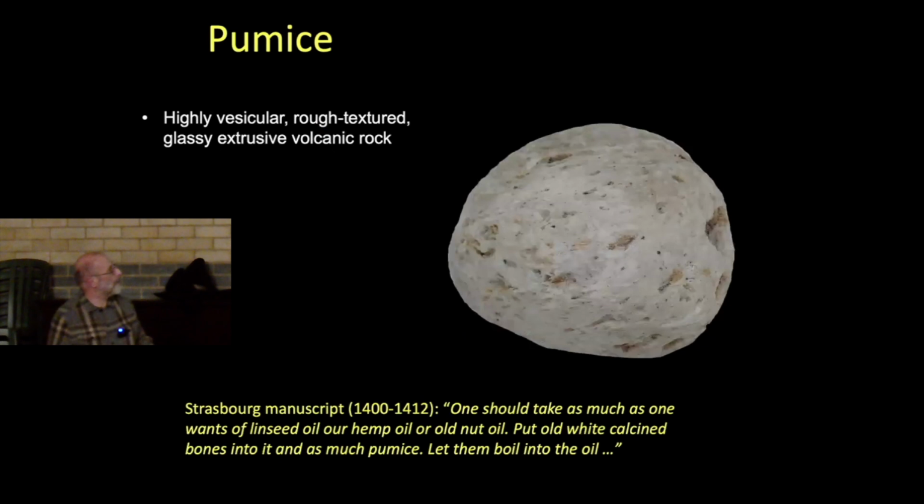Perhaps the easiest of all, though, is to use pumice, of course, highly vesicular, extrusive igneous volcanic glass. And again, we got a manuscript comment here from the 1400s. One should take as much as one wants of linseed oil or hemp oil or old nut oil, put white calcined bones into it and as much pumice, and let them boil into the oil, and therefore you can adjust the drying time.